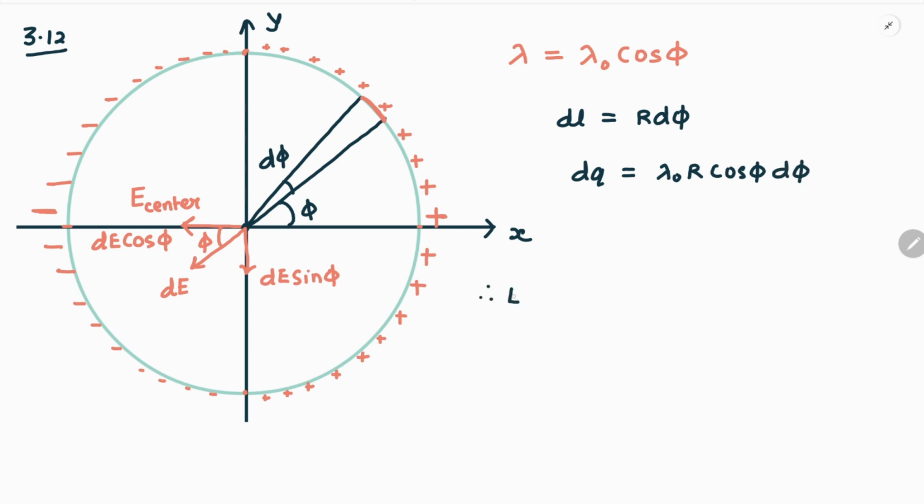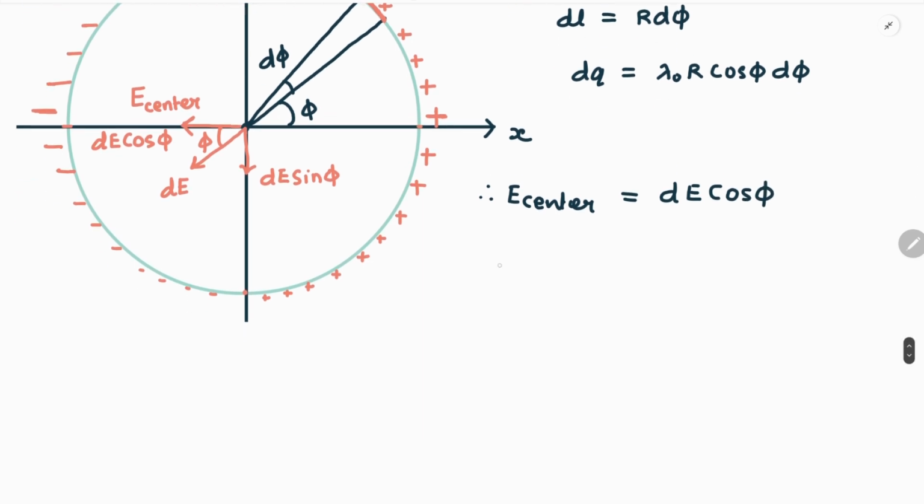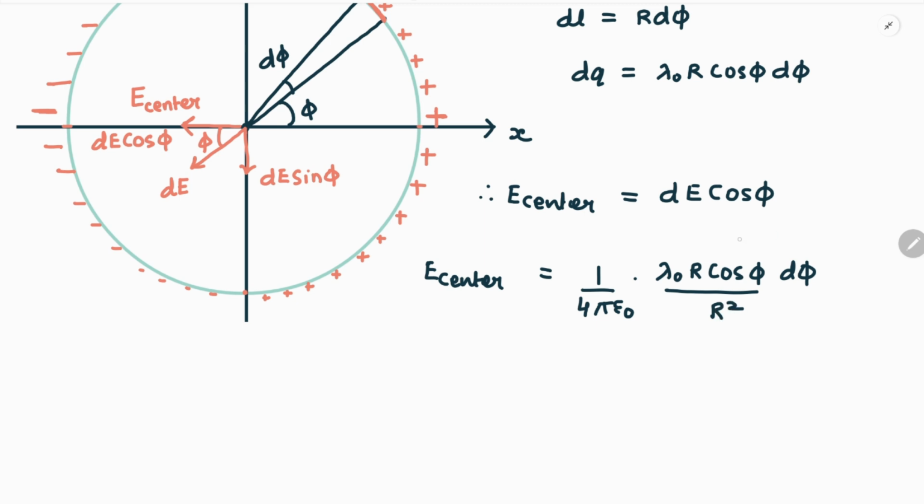Therefore the electric field at the center is equal to dE cos phi. Now to calculate this value dE, we use k, that is 1 upon 4 pi epsilon naught, times the small charge dq, lambda naught r cos phi d phi, by r square, and since it is a cos component we are putting cos square phi. So this is the value that we have.